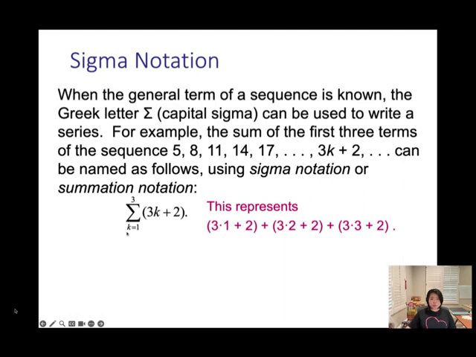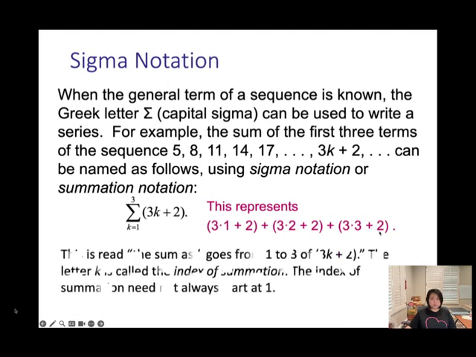One more time. This is sigma notation, summation notation. It means you calculate the starting term, k equals 1, then k equals 2, and then k equals 3. You stop at 3 because the ending term is 3 here. And then you add it all up together.